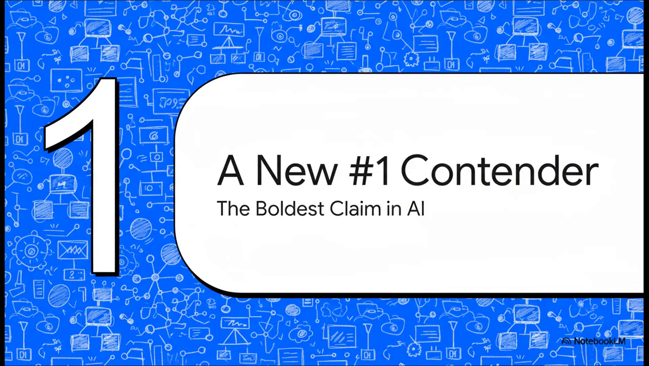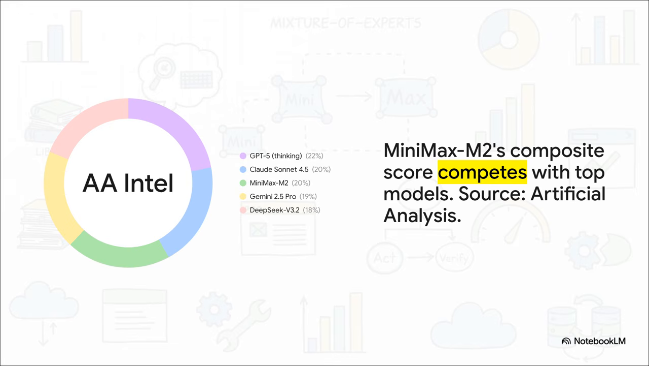All right, let's jump right into Section 1, a new #1 contender. It's time to dig into the data behind that huge claim. So check this out. This chart is from Artificial Analysis, and it's showing a composite intelligence score. This thing tests pretty much everything, from math to coding, and wow, look at these results. MiniMax M2 is right there in the thick of it with the biggest names in the game. We're talking shoulder to shoulder with giants like Gemini and Claude. So yeah, this isn't just hype. This thing is a serious contender.